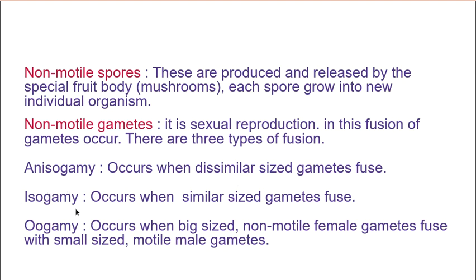Then comes isogamy. When similar sized gametes fuse, means when both of the gametes are of similar size, it will be called isogamous fusion. Finally, oogamy occurs when big sized non-motile female gametes fuse with small sized motile male gametes. Means the female gamete will be bigger, there will be no movement in it, means it will be non-motile. Fine. And the male gamete will be smaller in size and it will be motile. It can move. That type of reproduction is called oogamous reproduction.